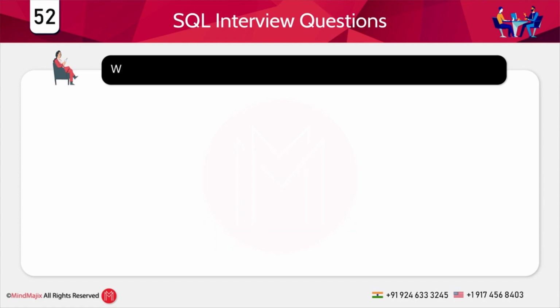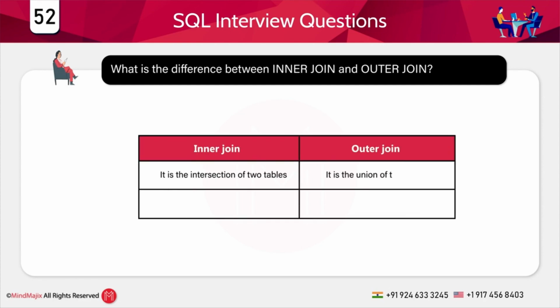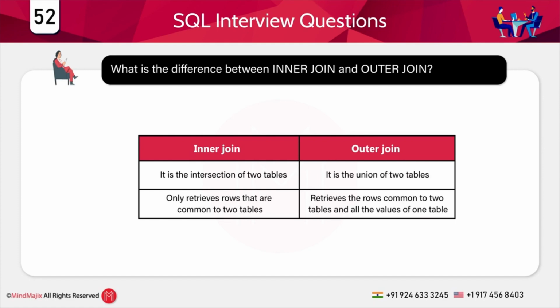The next question is, what is the difference between an inner join and an outer join? As you can see on the screen, this is the difference between inner join and outer join. In case of inner join, it is the intersection of two tables, whereas the outer join is the union of two tables. The inner join only retrieves the rows that are common to the two tables, whereas the outer join retrieves the rows common to two tables, but all the values of one table. Okay, so this was the difference between an inner join and an outer join.